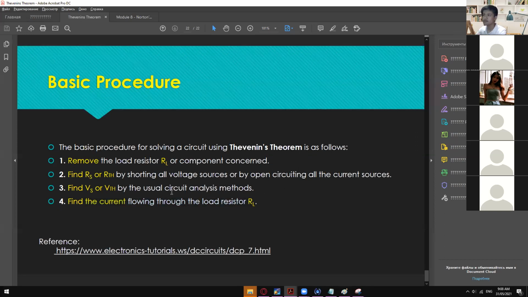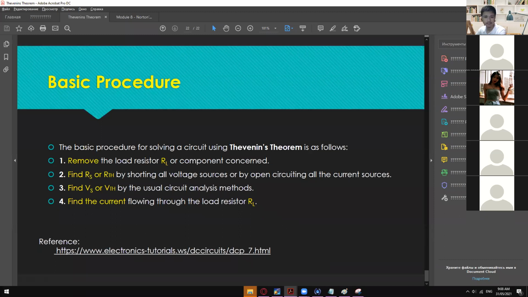Okay. And then my reference for this one came from Electronics Tutorials. So just click this one and then it will lead you to their website. All right, so yeah, that's it for the Thevenin's theorem.